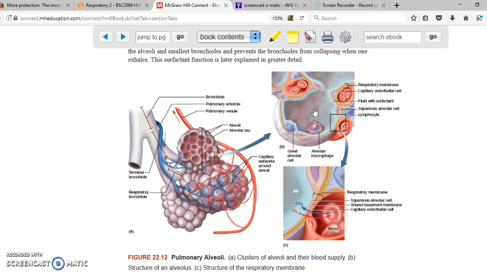So what happens is, since in the air you have water, water may start accumulating in here. Eventually it will produce the collapse of the alveoli, and you wouldn't be able to get oxygen in your lungs. So the great alveolar cell is going to produce a substance called surfactant. The surfactant will maintain the alveoli open, will stop the collapsing of these alveoli walls, so we can continue breathing.